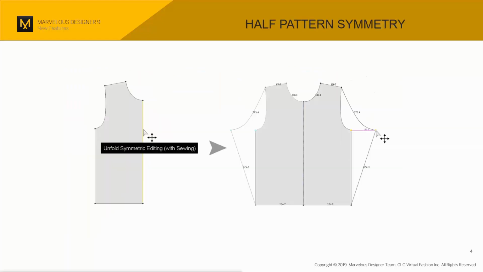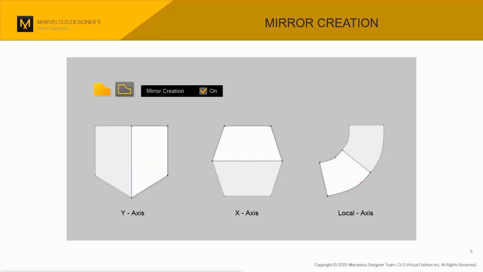We now have half pattern symmetry. It's very similar to symmetrical patterns, but now you just can work on one pattern piece and it will be symmetrical across a mirror line. As well as we have added mirror creation, so you can create your patterns across a mirrored axis as well.